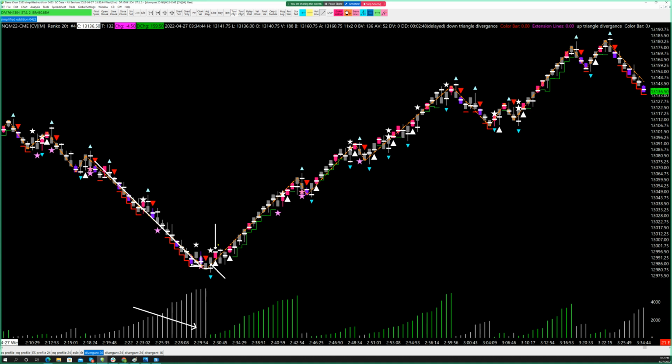Okay. Now you will also notice that particular bar on the third wave gave you a purple bar with a star.